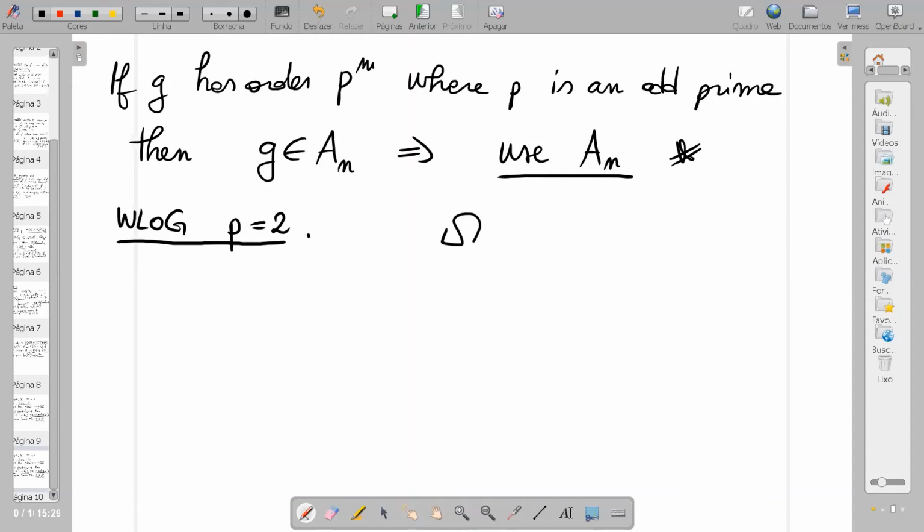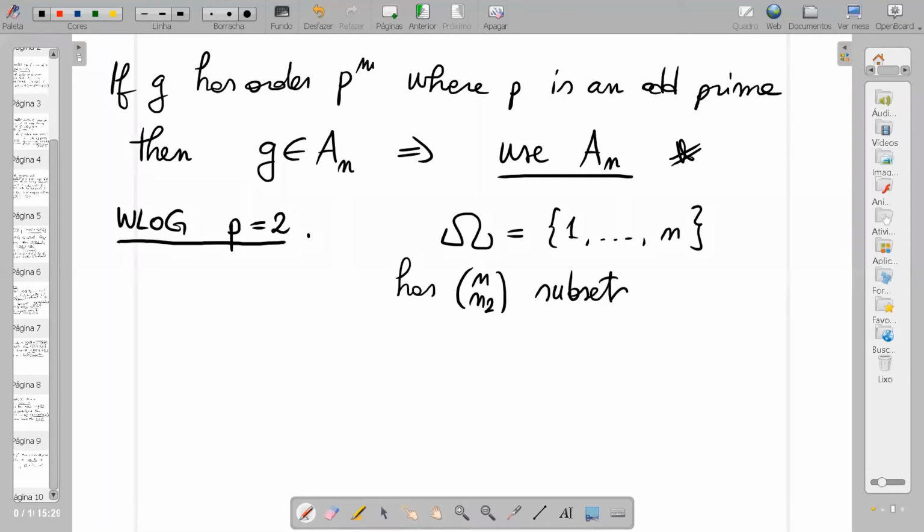Now you consider your set, and this has precisely n choose n_2 subsets of size n_2. I mean, this is trivial even if it was not n_2, but I'm saying that we use these subsets of size n_2, which is the 2-part.